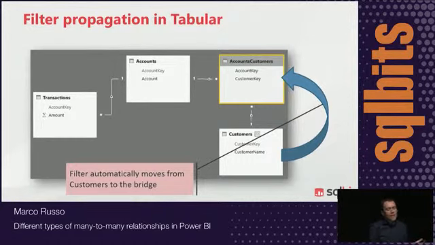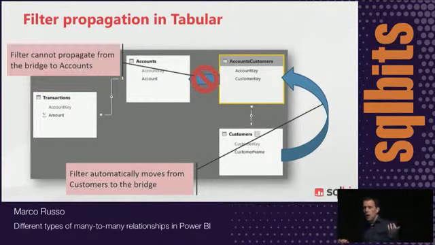However, this filter does not propagate to accounts because by default the relationship I have, one-to-many, is a single direction filter, which transfers the filter from accounts to accounts customers, but not the opposite one. So I would like to do this propagation of the filter context, but this is not happening by default.